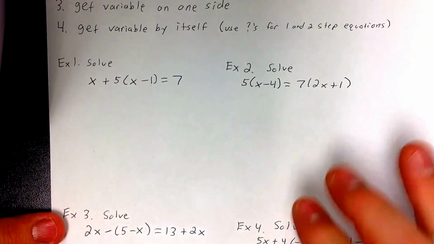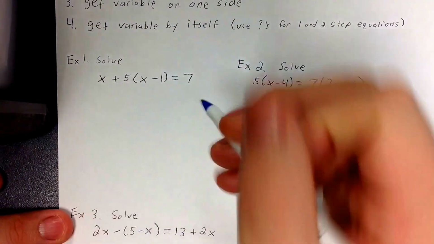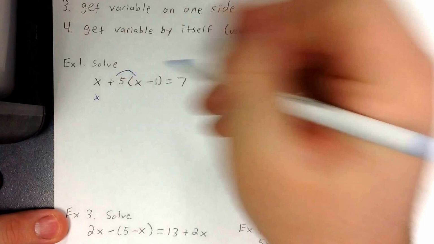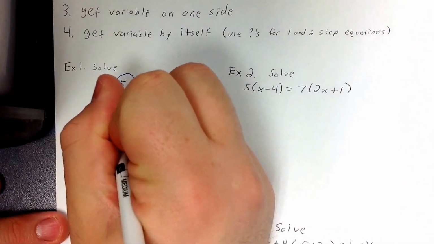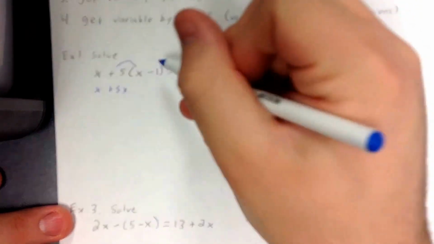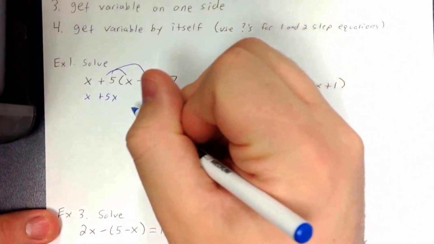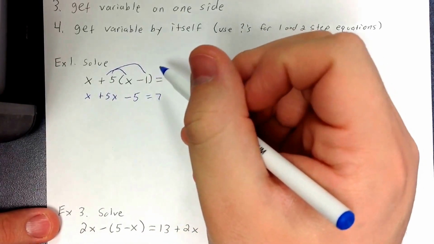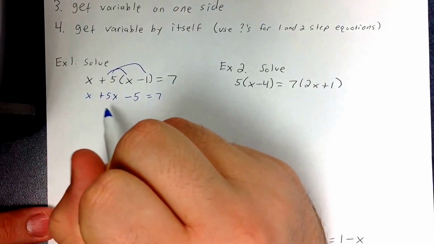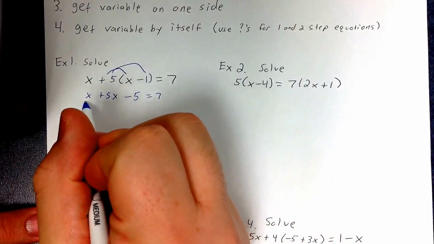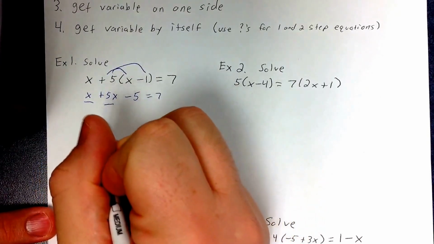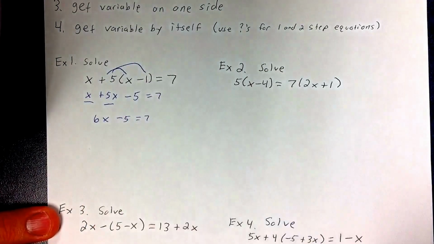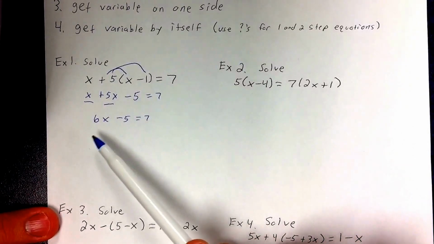So if I look at example 1, I have distributed property here with the 5. So I just bring down the x first. Then I treat this as a positive 5 times x, which is plus 5x. And I got a positive 5 times a negative 1, which is a negative 5, equals 7. So that's distribute. Then I look on the left-hand side and see if there's anything I can combine. Well, I can combine the 1x and 5x, which gives me 6x. Bring down the minus 5, equals 7. Now I already got the variables on one side. It's over here on the left.